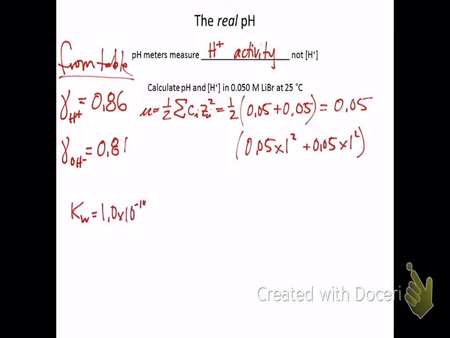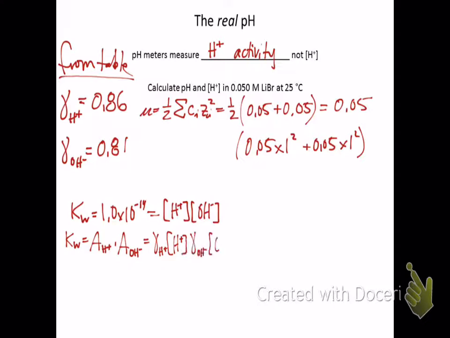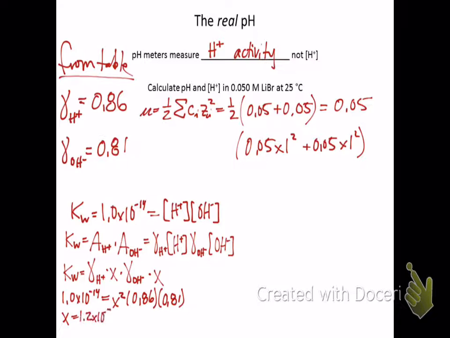And then we can write our equilibrium expression, Kw, which we know to be, we'll just say 1.0 times 10 to the negative 14th to keep it simple, equals H plus times OH minus concentration. We substitute in activity, which of course is really our activity coefficient times our concentrations. Then we substitute in X because we want to be able to solve for one value.